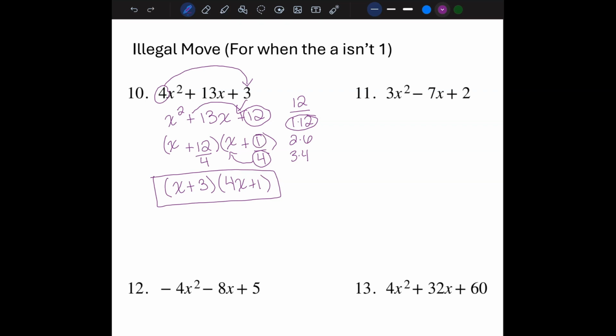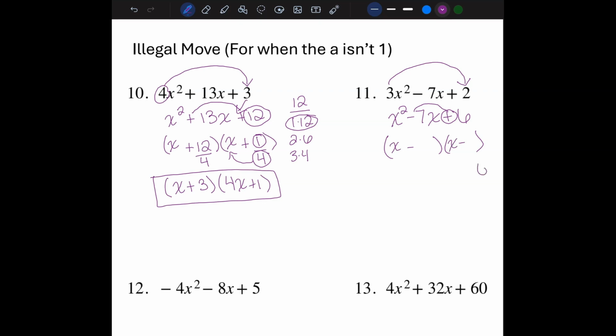All right, so at number 11, again, no common factors. So I'm going to take this 3 and multiply it times the 2. So I have x squared minus 7x plus 6. And I'm going to factor this just like normal. So I have a plus at the back. I look up front, 2 minus signs. I have x and x.